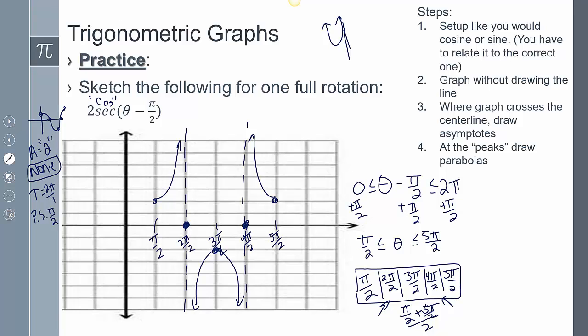Then step 3, where the graph crosses the center line, I drew asymptotes. So since it crossed the center line here and here, I drew in those asymptotes. And then step 4, at the peaks, so at here, here, and here, I drew in those parabolic-like shapes, and I was able to construct my graph.